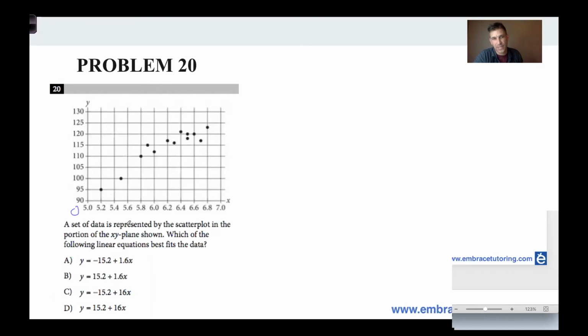It says the set of data is represented by the scatter plot in the portion of the xy plane. Which linear equation best fits the data? Okay, best fits the data refers to the fact that, because all of these are linear, I want to find something like y equals mx plus b. I'm basically trying to predict my line of best fit, understanding that these are approximations as I go through.